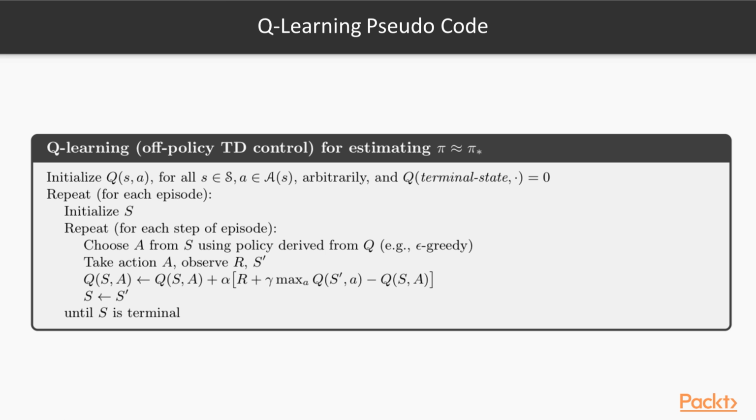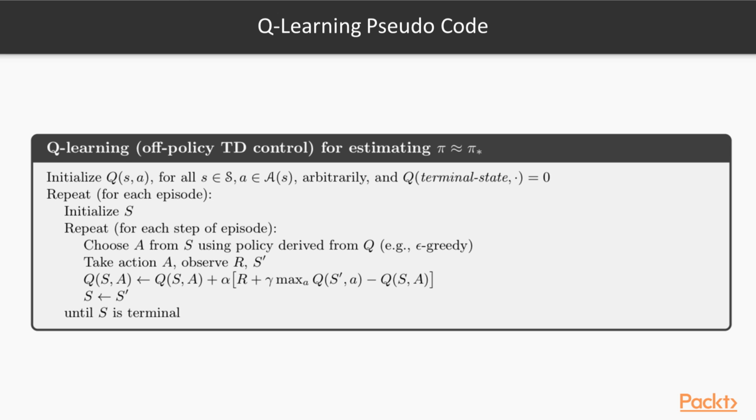So here's the pseudocode for Q-learning. Q-learning is definitely one of the earliest breakthroughs in reinforcement learning. With Q-learning, the learned action value function Q directly approximates the optimal action value function, and it's independent of the policy that's actually being followed. Doing this dramatically simplifies the analysis of the algorithm. The policy still has an effect in that it determines which state action pairs are visited and updated. However, all that is required for correct convergence is that all pairs continue to be updated.